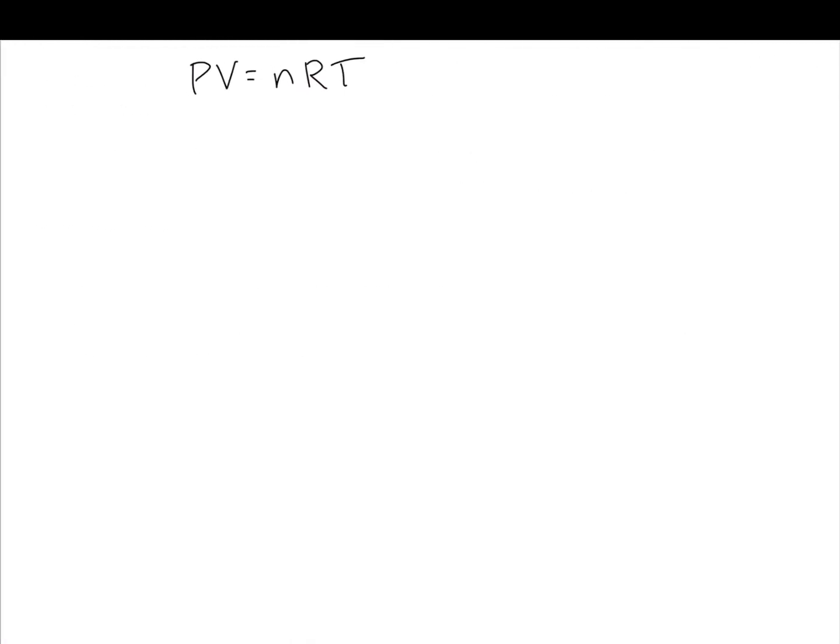So let's try to solve an equation for a variable. In this case, let's solve for n. So we know that n is in the numerator, but it's not isolated. So what we're going to do is set it equal to everything else in the equation. The first thing that we'll do is divide by r and t. So now we're left with n equals pv over rt. The equation is now solved for n.